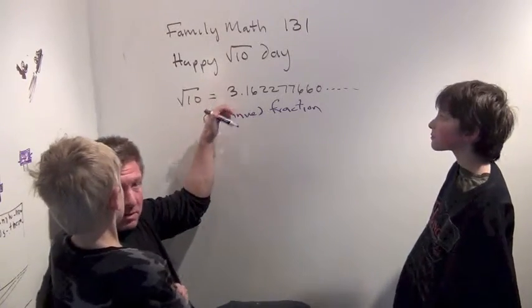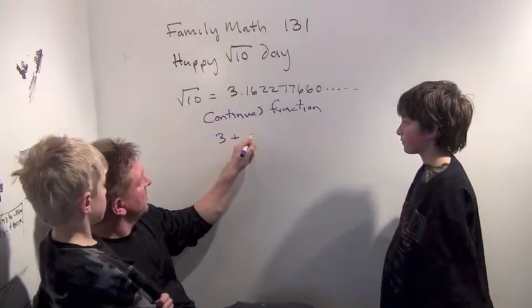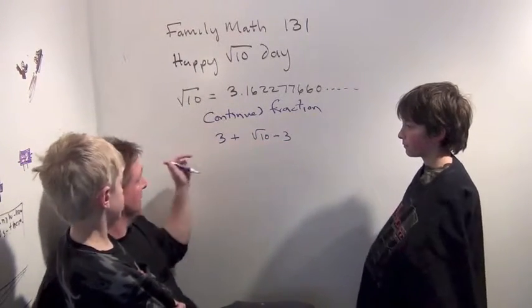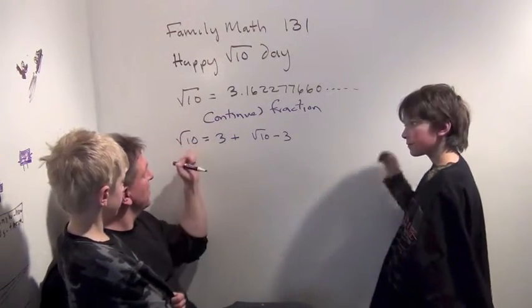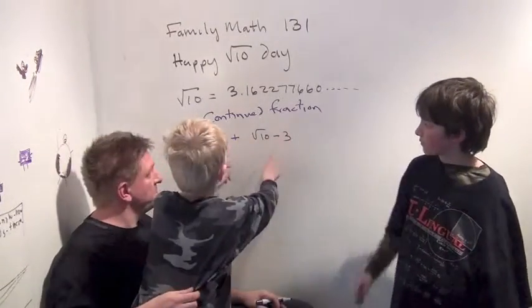All right, so what we have to do first is we have to say the square root of 10 is about 3 in something. So it's 3 plus the square root of 10 minus 3, right? That's what the square root of 10 is. Do you see that? Why is the square root of 10 equal to 3 plus the square root of 10 minus 3? Because the 3's can cancel.